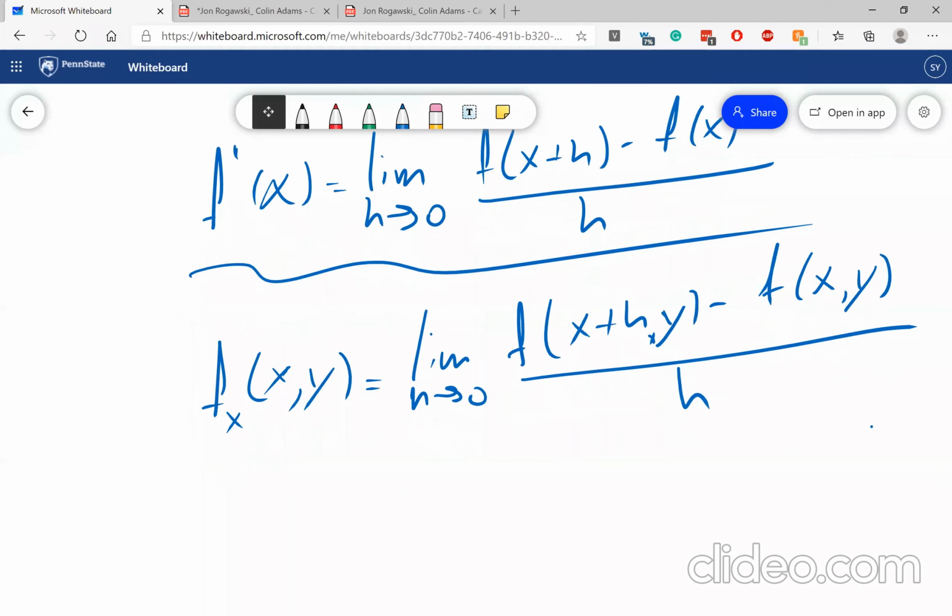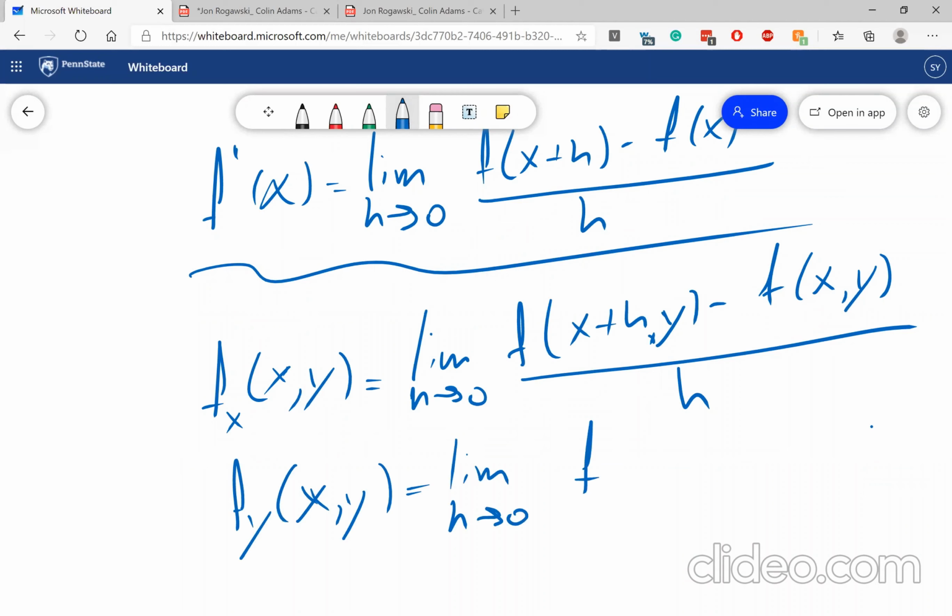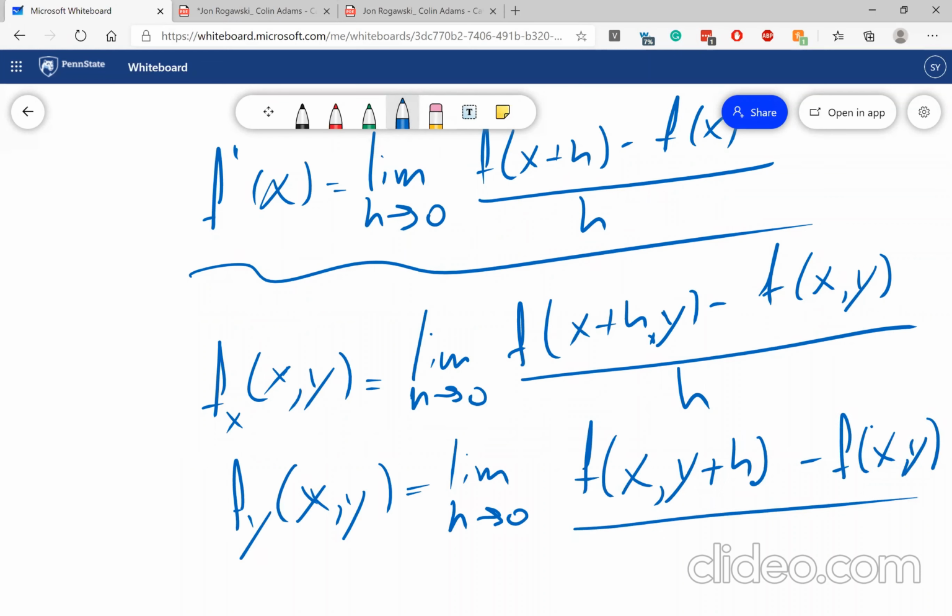And similarly, the partial of f with respect to y of x y is going to be equal to the limit as h goes to 0 of f of x comma y plus h minus f of x comma y over h. Any questions about this?